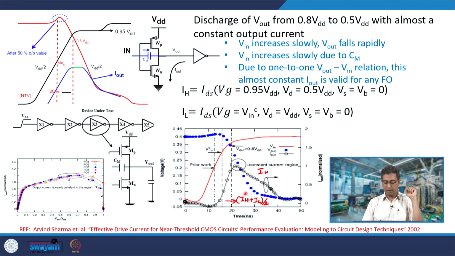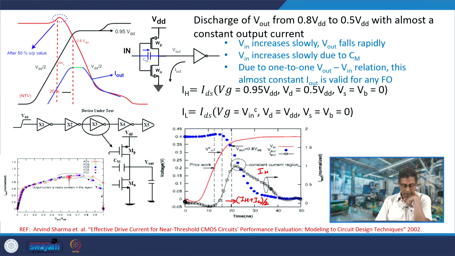So, these are simulation results of the 65 nanometer node. What you can observe is that this is the value of V in C, as we had discussed, near 75% VDD, and this is the value at which V out is 0.8 VDD. So, what is the value of V in here? That is this, and you want to estimate the current from V out being 0.8 VDD to V out being 0.5 VDD. Between these two you can observe that the current is almost constant.